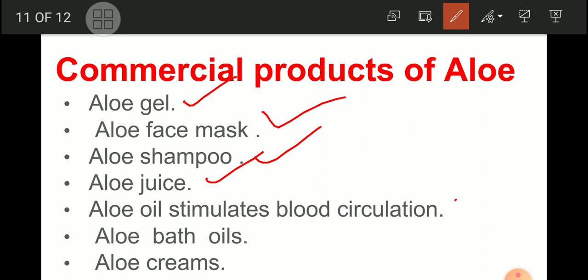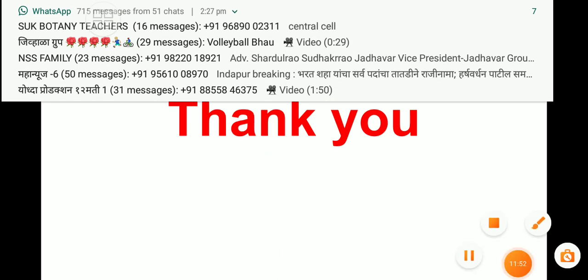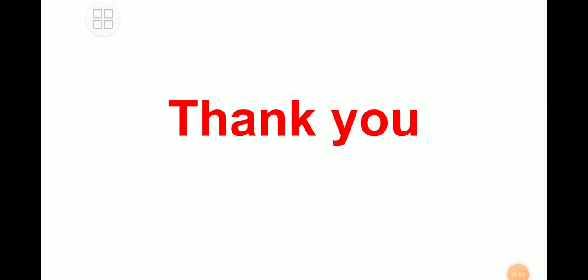Aloe stimulates blood circulation. We know that most of the time blood circulation is not taking place properly in our body. At that time aloe juice and aloe medicines are useful. Aloe bath oils are there, aloe creams are also there in the market, my friends. With this, what I have to tell is that these plants we have known since long back, isn't it? Since long back we have had easy availability of this plant, yet we are not making proper use of it.